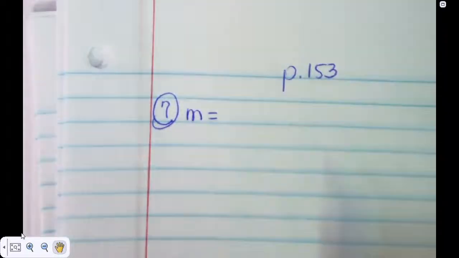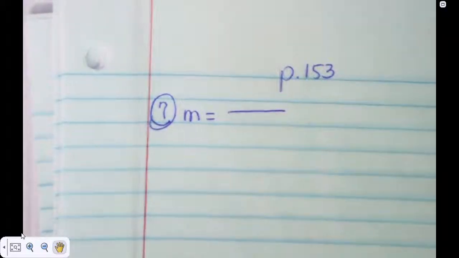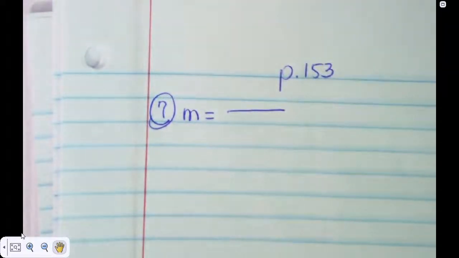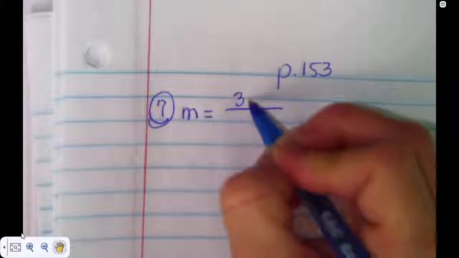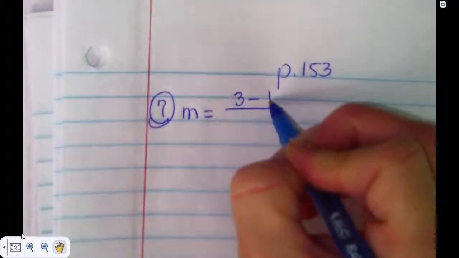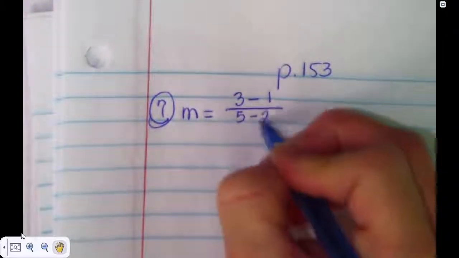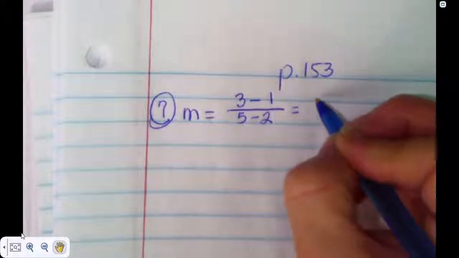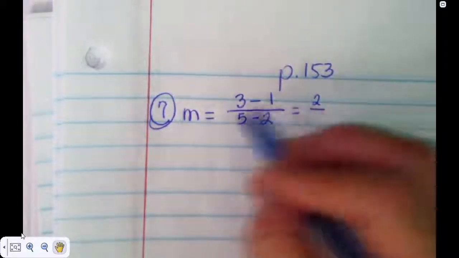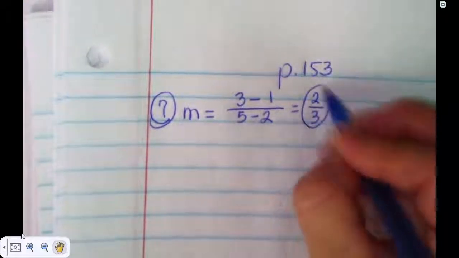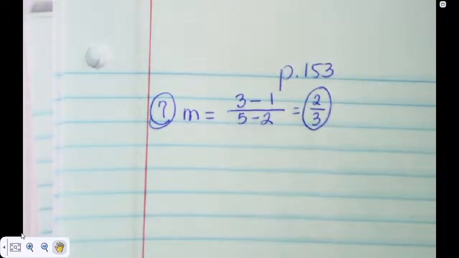Okay? So on our paper, we're going to draw a fraction line. What are we going to start with? 3. So 3 minus 1. We're subtracting the y's on top. And what are we going to subtract on the bottom? 5 minus 2. So what's 3 minus 1? And 5 minus 2? 3. So 2/3 is our slope. That's right. Okay, skip a line.